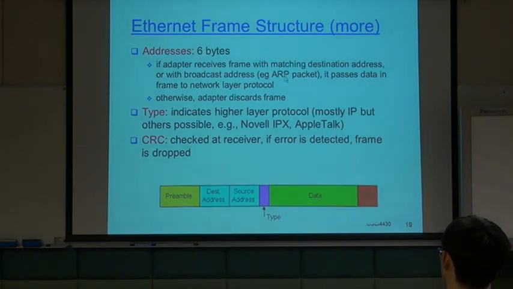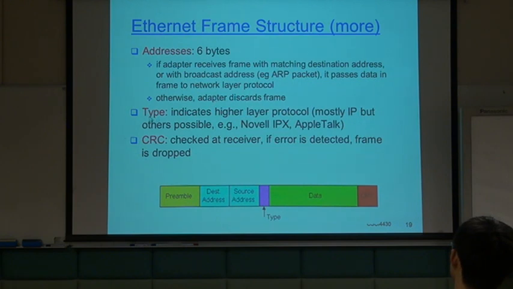Okay. Again, this is just what I said. The addresses, each of them will be 6 bytes long. If the adapter's MAC address matches the destination address, or the destination MAC address is a broadcast address, then this network card should take this frame and pass it to the network layer. Otherwise, this adapter, or the network card, will discard the frame. Adapter here is just the network card.